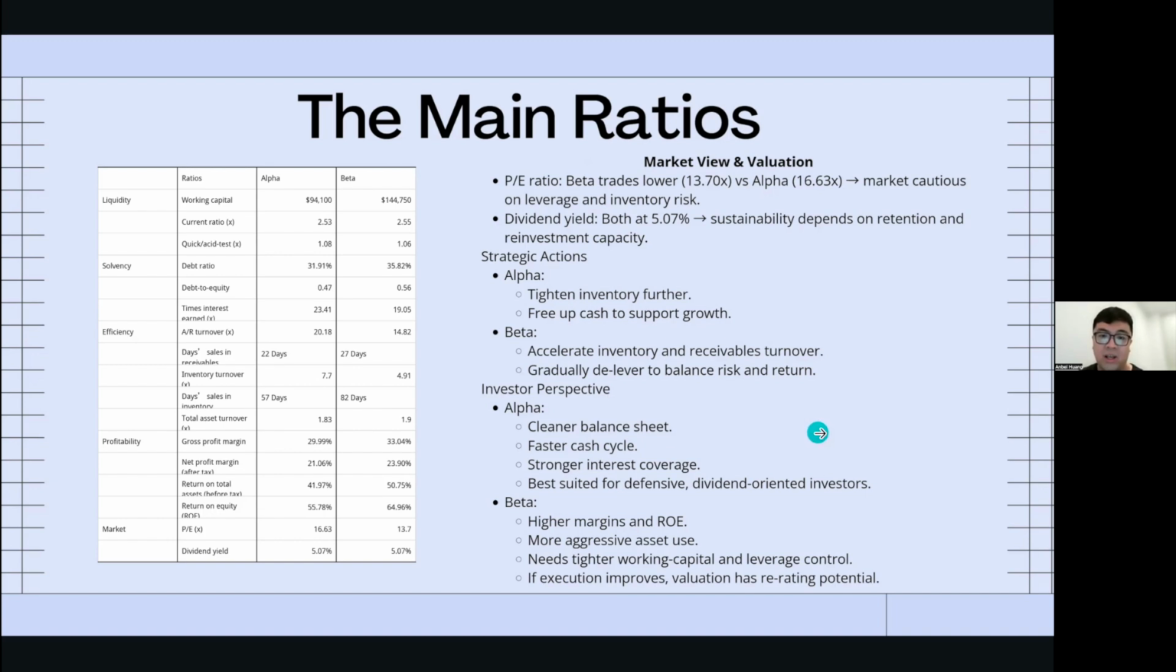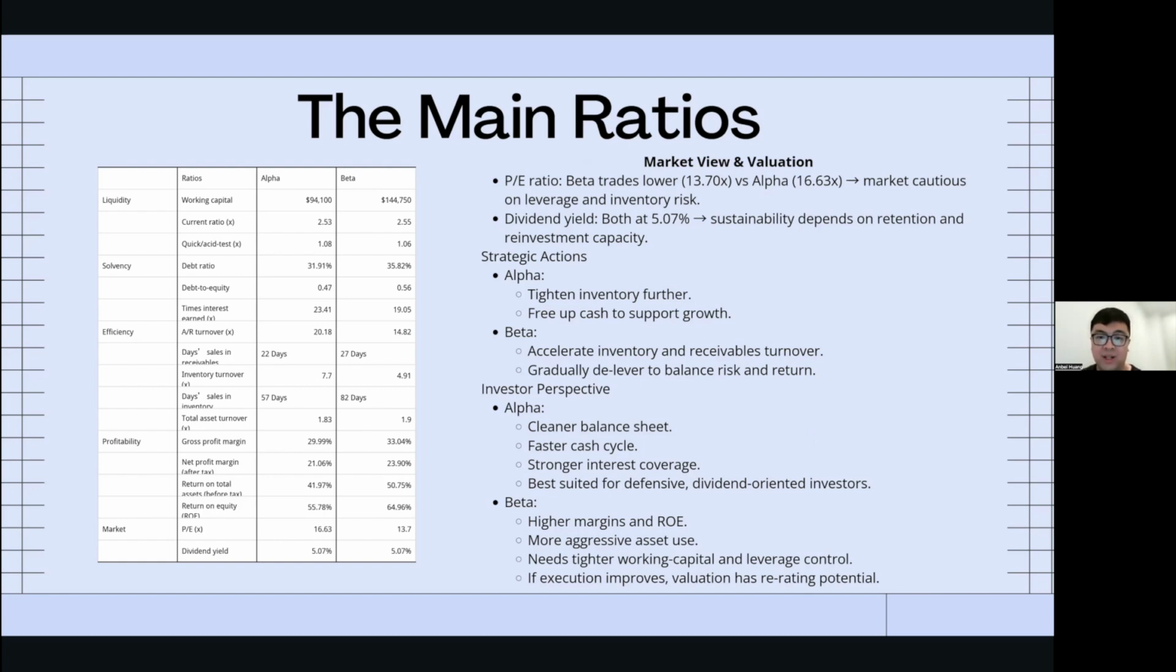Structurally, Alpha should focus more on inventory reduction to release cash for growth. Beta, on the other hand, must improve working capital efficiency and gradually reduce leverage to balance risk and return. For investors, Alpha offers a cleaner balance sheet, stronger interest cover, and a faster cash cycle. It is more suitable for conservative and dividend-oriented investors.